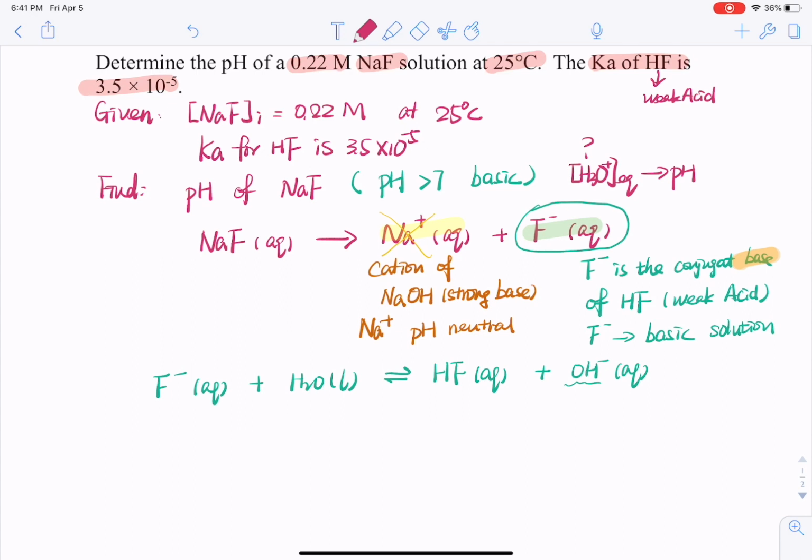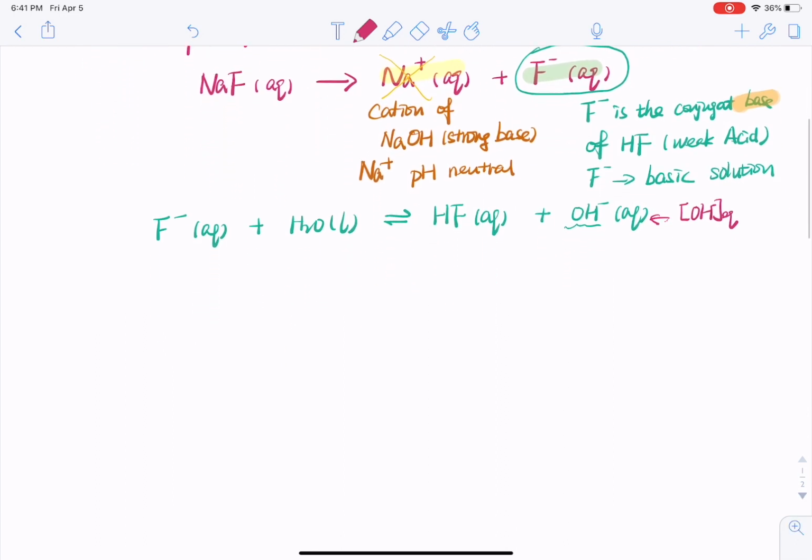So how are we gonna find out? From this solution, we're gonna find out the OH concentration, and then you already know OH is related to hydronium ion, so therefore we can go to pH eventually. So now we can try to solve the OH equilibrium concentration from this equation. In order to do that, you already know, we have to set up an ICE table. So now we're gonna do that.